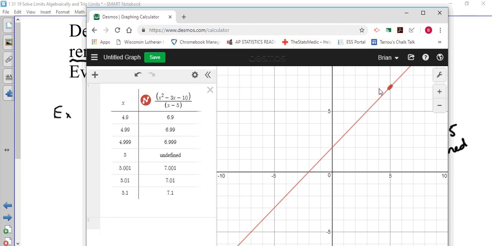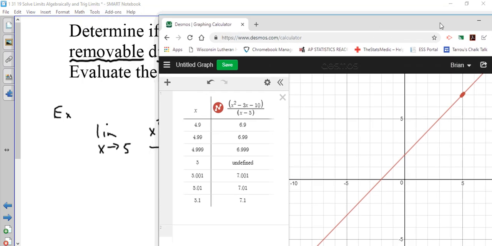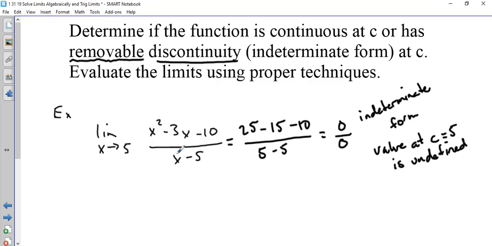All right, and so our limit appears to be 7. Now that's awesome, and we can do that graphically and using a table. However, how do you do this algebraically? Well, this is where we're going to use some algebraic techniques.